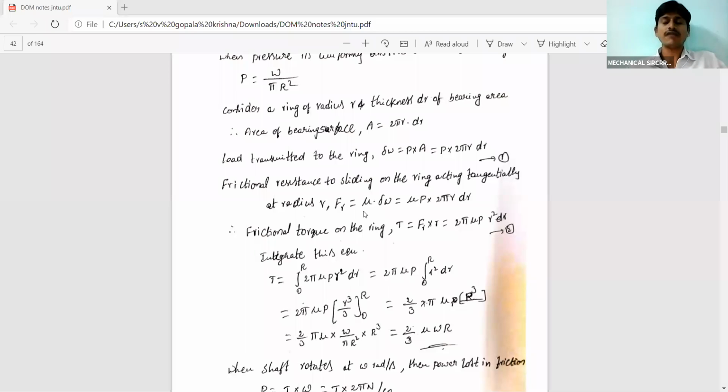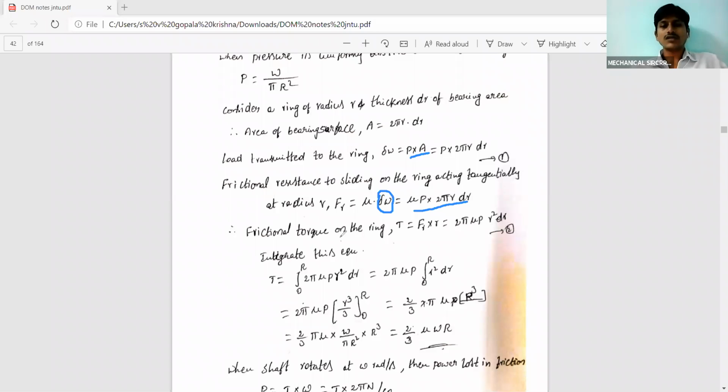So Fr equals, the formula is mu R, but here the normal reaction is replaced with del W. Why? Because del W is our load. So mu into del W, and the value of del W is P into A, that is P into 2 pi r dr. Substitute the earlier value in this equation, and you will get that.